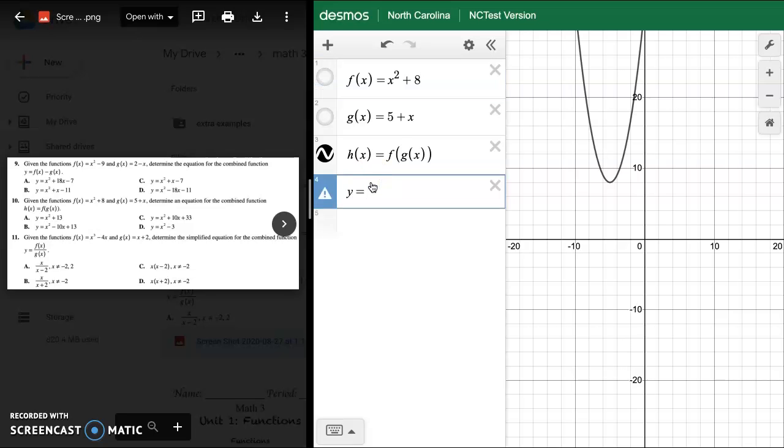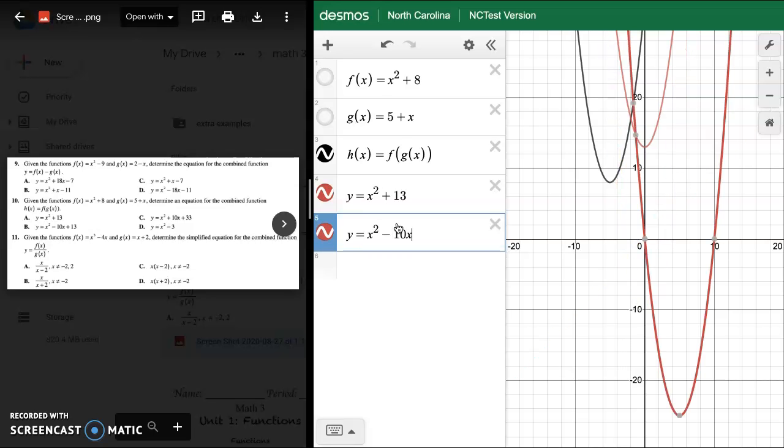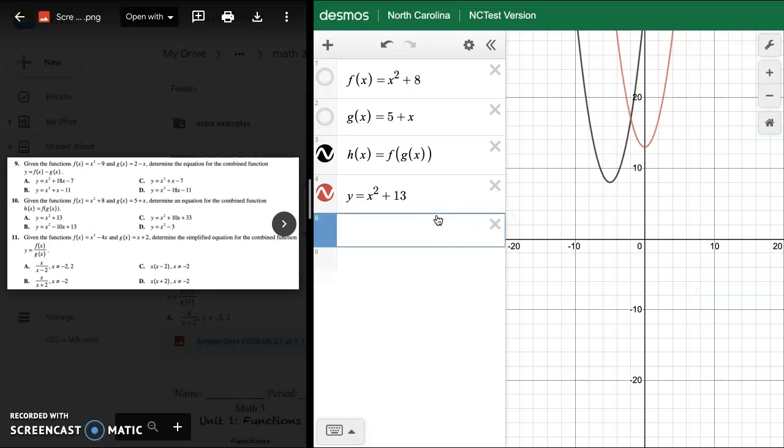Y is equal to x squared plus 13. I like to change my colors so they don't overlap. Y is equal to x squared minus 10x plus 13. Alright, so now I'm going to choose which one's closest, which is this red one, compared to this green one. The red one's closer. However, it's still not the same.